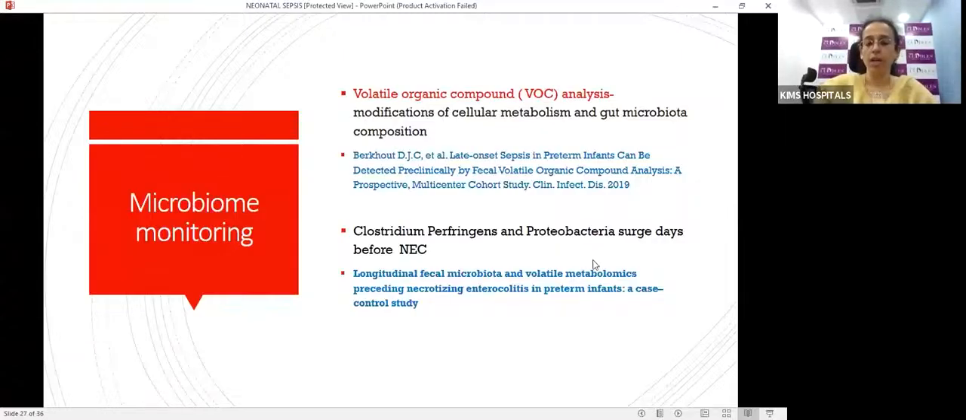Here we can see that in this study of longitudinal fecal microbiota and volatile metabolomics preceding NEC in preterm infants, the levels of Clostridium perfringens and proteobacteria surge, meaning increase, days before the baby goes into NEC, thereby helping in identification of the baby who is prone to get NEC, versus the baby who is tolerating the feeds well and having good gut microbiota and is unlikely to go into NEC.